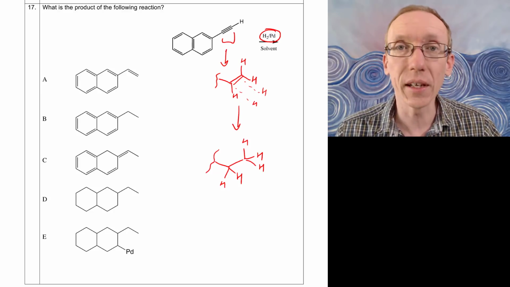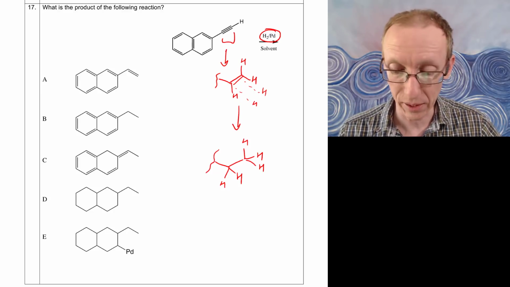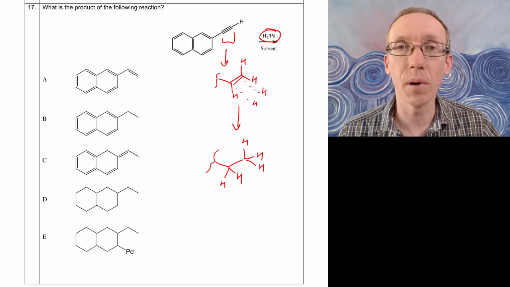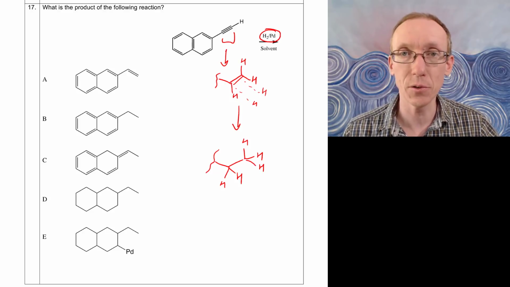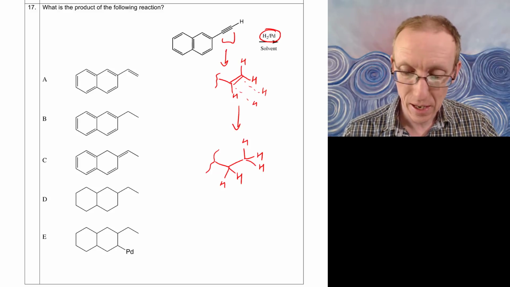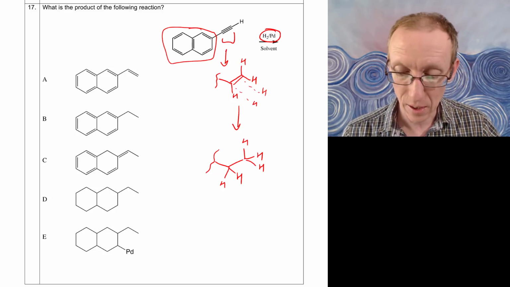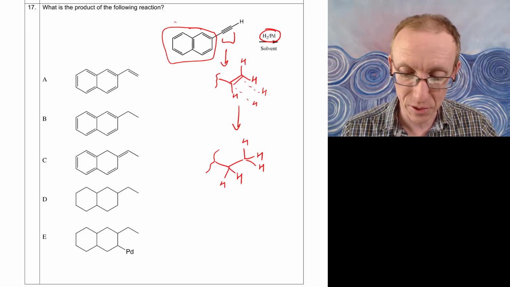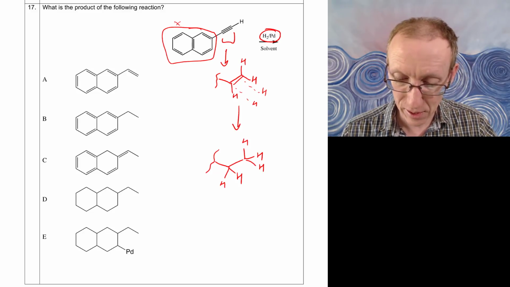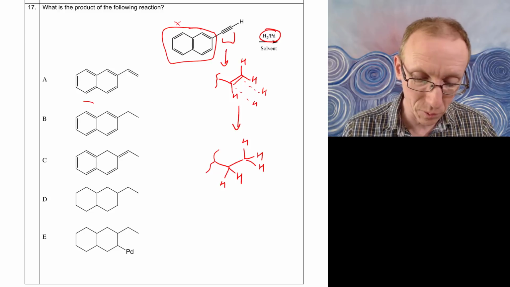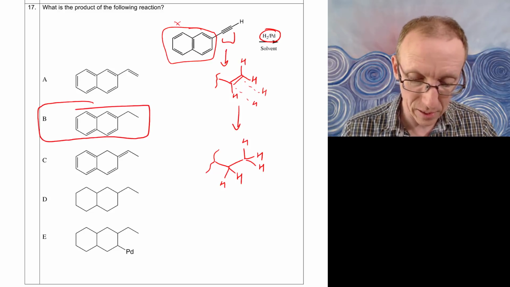Now, aromatic rings don't react with hydrogen and palladium because they're stabilized by aromaticity, which is a special thing governed by Huckel's rule, 4n plus 2 pi electrons. And so this part of the molecule does not react with the hydrogen with this palladium catalyst, so it's unchanged. So we should see just an ethyl group attached to an aromatic ring, which is answer B here.